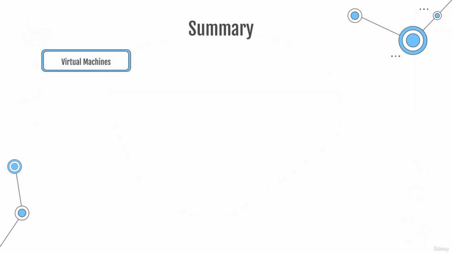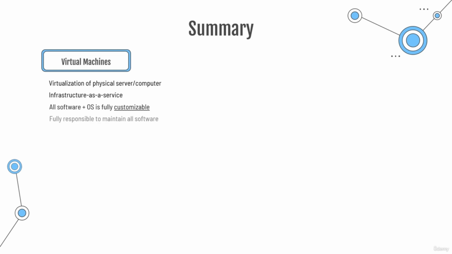First of all, we started to talk about virtual machines. This is a virtualization of a physical server or a computer. Like this, we don't need a physical server in our data center, but we can just virtualize it and use it from Azure. Therefore, this is infrastructure as a service. This means with these virtual machines, we have complete control also over the operating system, all of the software we are installing. Everything is all in our responsibility.